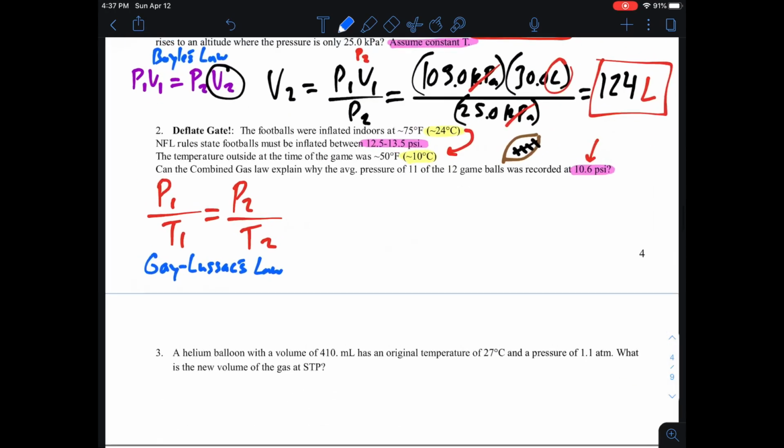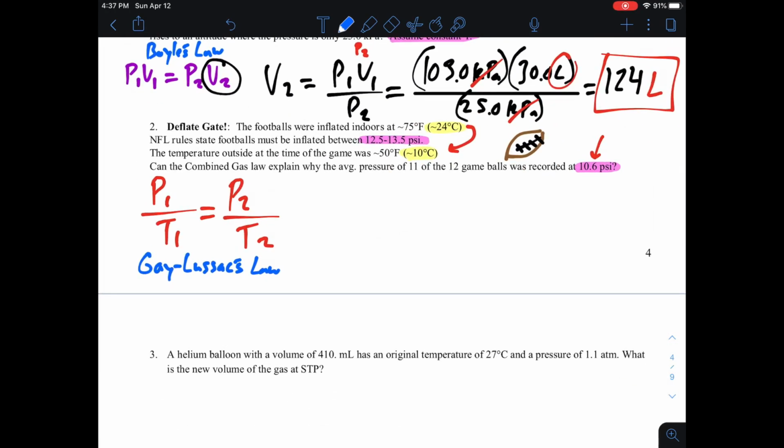These laws are named after scientists that did work with gas chemistry. What are we trying to solve for here? We want to know what the final pressure will be of the footballs when the temperature drops. So let's isolate that P2. Now, if you want to work ahead here, go ahead and pause me, and then you can check your answer. P2, once I isolate it, is going to be equal to P1 times T2 all over T1.